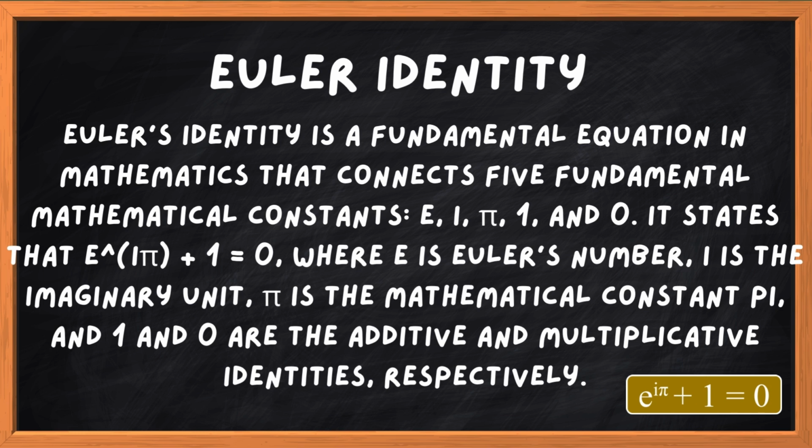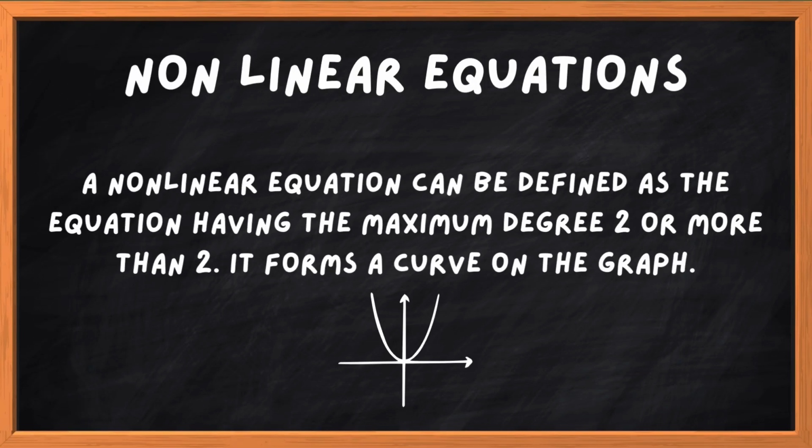Euler's identity. Euler's identity is a fundamental equation in mathematics that connects five fundamental mathematical concepts: e, i, pi, 1, and 0. It states that e to the power of i pi plus 1 is equal to 0, where e is Euler's number, i is the imaginary unit, pi is the mathematical constant pi, and 1 and 0 are the multiplicative and additive identities respectively. Nonlinear equations.